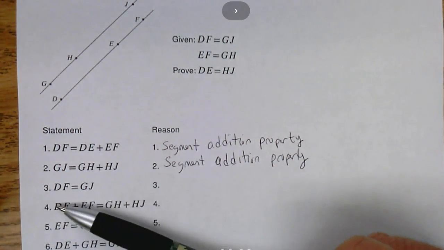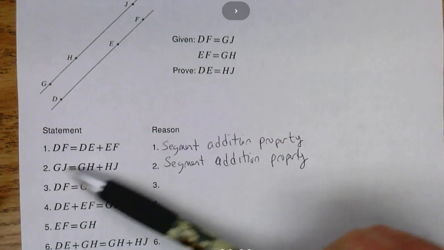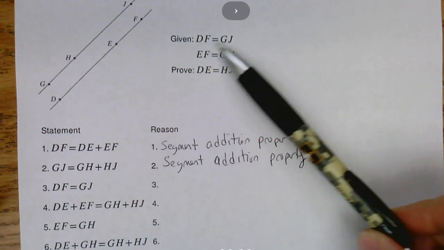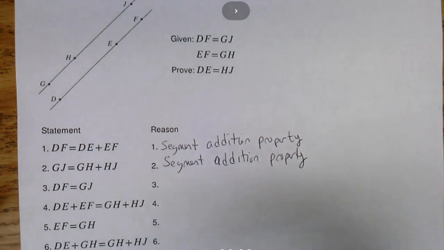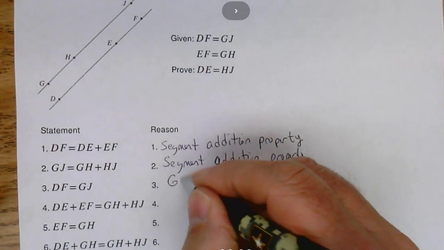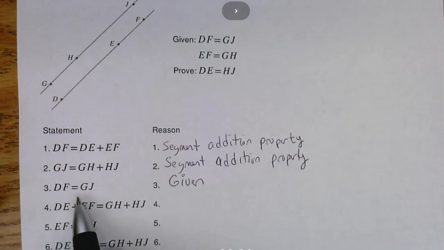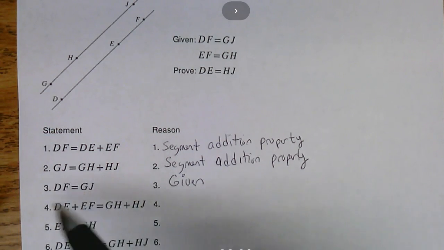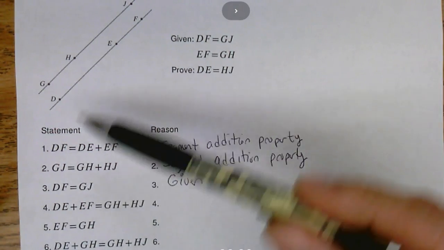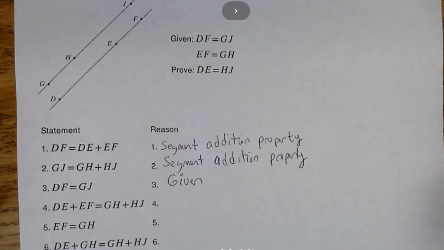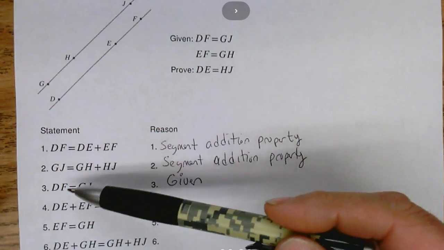Now it's going to give you DF equals GJ. When you see something like this, you might ask, is that a given that they gave me? You look up here, DF equals GJ. So that's a given. When they give you something like this, it's going to be used for something else later on. Let's see what it's saying. DF equals GJ. So DF, this whole thing, equals this, right? So we know they're equal to each other.